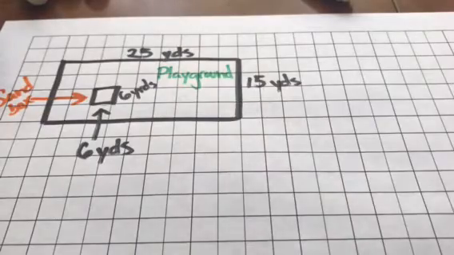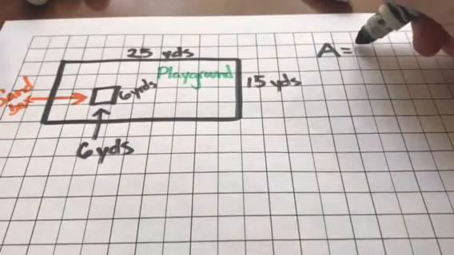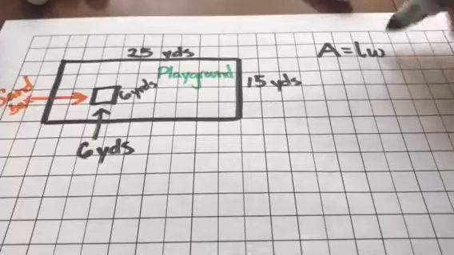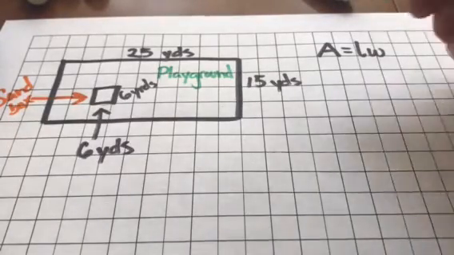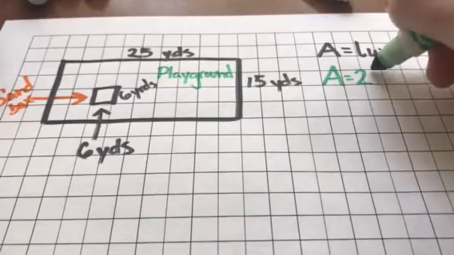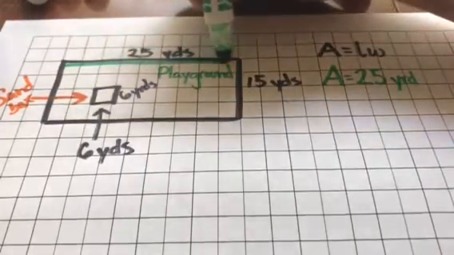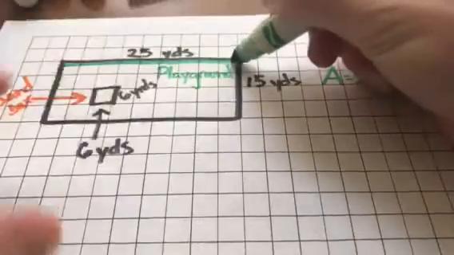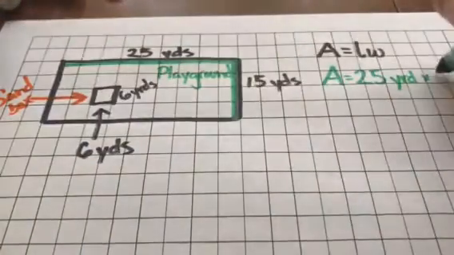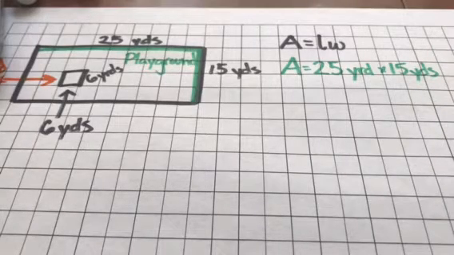So remember, the equation for area, or the formula, is area equals length times width. So the area of the playground will be 25 yards times 15 yards. Okay, 25 times 15. Well, I can use the area model to help me figure this out.